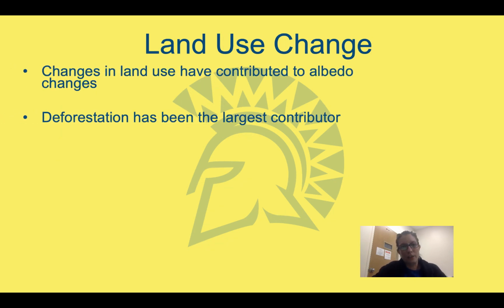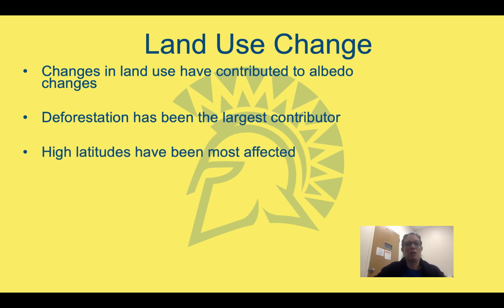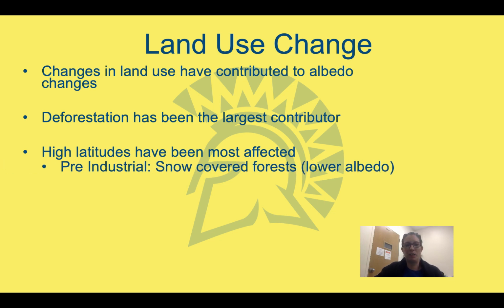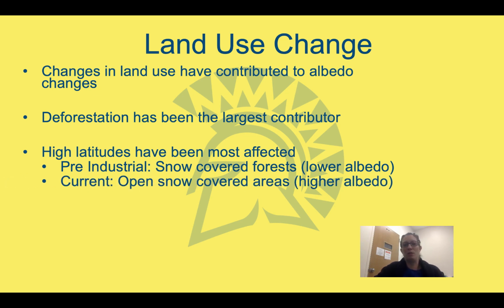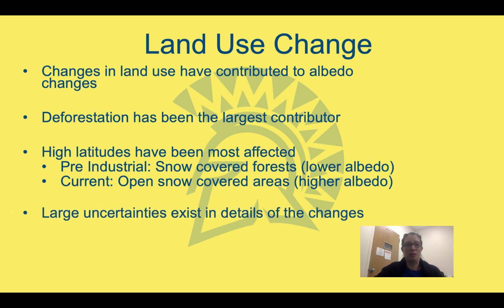Now, another thing that actually can contribute to a change in radiative forcing is changes in land use, which have contributed to albedo changes. Like deforestation has been one of the largest contributors, and the highest latitudes have been the most affected. Okay, so pre-industrial snow-covered forests are going to have a lower albedo, but the current open snow-covered areas would have a higher albedo. Now, large uncertainties exist in details of the changes. So this is another thing that we're a little bit uncertain on, but a lot of study is being done currently in these areas. This is actually going to have a negative radiative forcing effect overall.